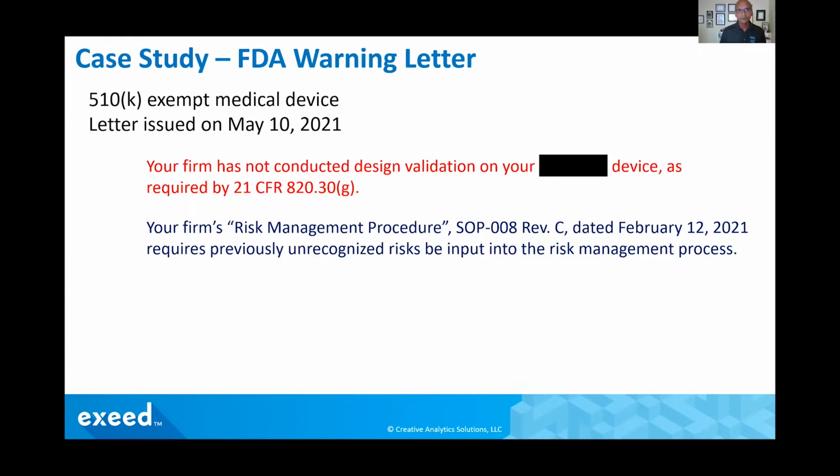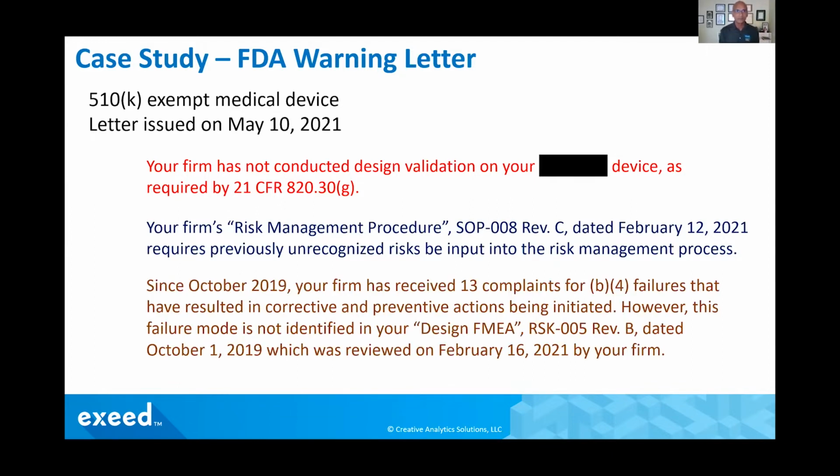But here's what's interesting. The risk management procedure, SOP, dated February 12, 2021, requires previously unrecognized risk to be input into the risk management process. Great, right? We want to see this. That's perfect. The SOP is great. But look what's happening. Since October 2019, your firm has received 13 complaints for some kind of failures that have resulted in corrective and preventive actions being initiated. However, this failure mode is not identified in your design FMEA risk document references given, dated October 1, 2019, which was reviewed by your firm on February 16, 2021. So they're careful, right? They're citing the review after the SOP was put in place, but they're pointing to a deficiency that, yes, complaints came in, CAPA was being initiated, but it was not reflected in the risk document.